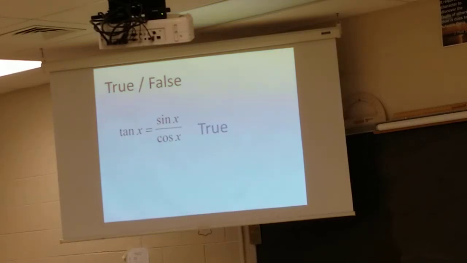Tangent is Y over X. We've seen that more than once. Sine is Y over R. Cosine is X over R. If you do a little bit of math, those R's are going to cancel out, and you're going to end up with Y over X. Okay, so both sides are equal.